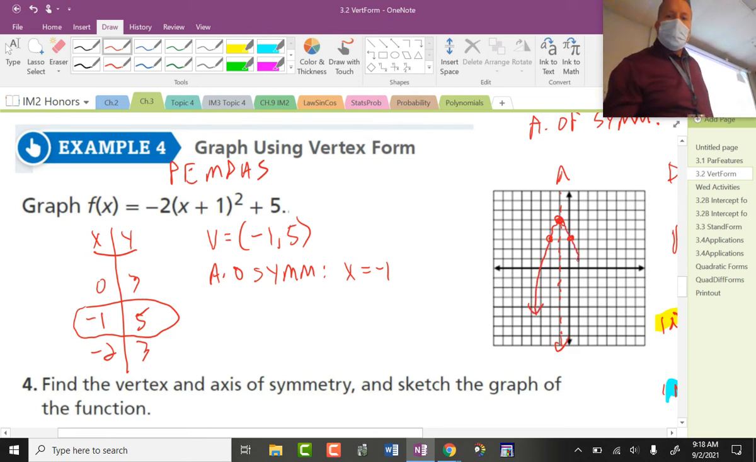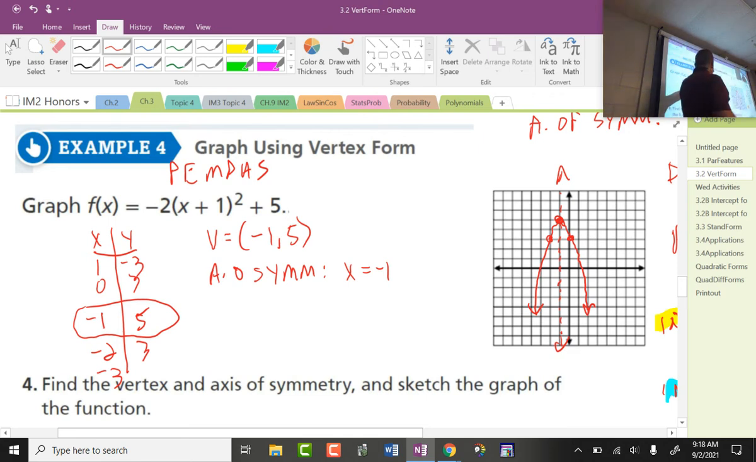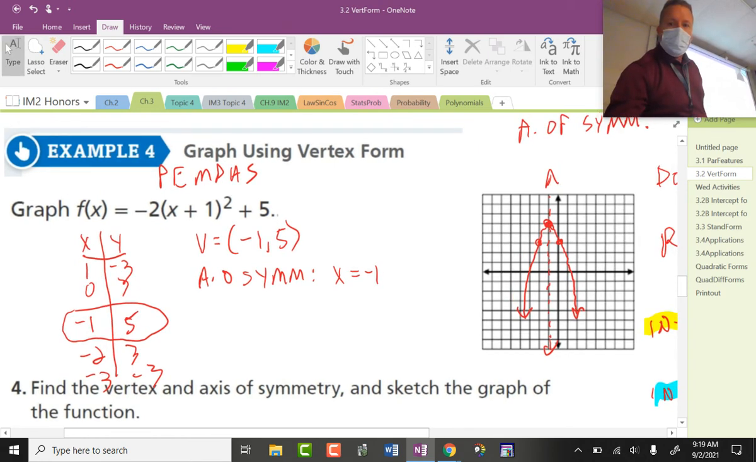All right, I could probably use 2 more, and I probably should have. Fine, I will. 1 and -3. 1 plus 1 is 2. 2 squared is 4. 4 times -2 is -8. -8 plus 5 is -3. Hopefully I didn't do that too fast. Let me check -3. -3 plus 1 is -2, but -2 squared is 4. 4 times -2 is -8. -8 plus 5 is -3. So I should have done that. Well, I should have got a lot steeper, right?